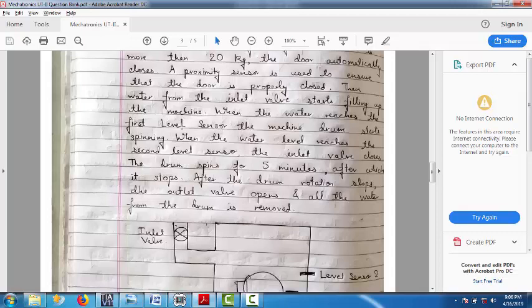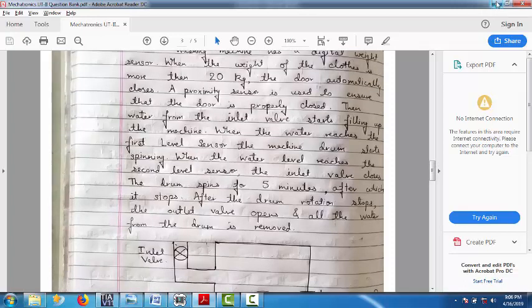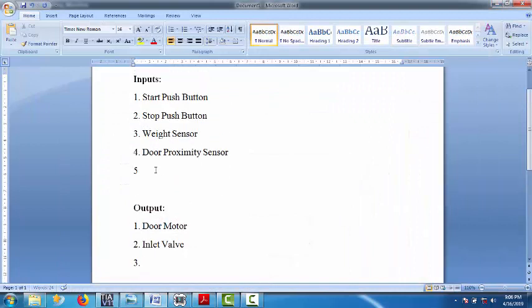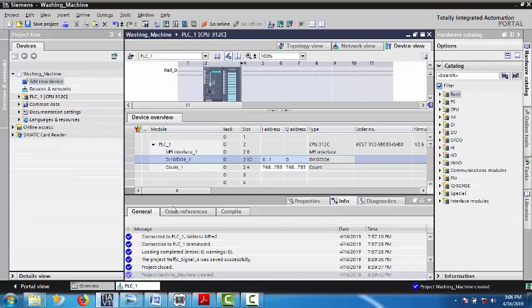Then water from the inlet valve starts filling up the machine. When the water reaches the first level sensor, we saw the water level sensors during the practicals. In this case we are using two water level sensors, level sensor 1 and level sensor 2. So we can list them: level sensor 1 and level sensor 2. So we have these level sensors.